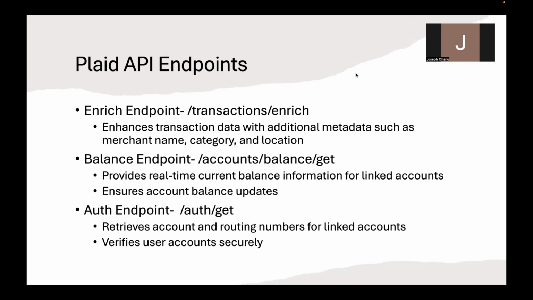Here's a list of a couple of endpoints we're going to be using for our application. Starting off, the enrich endpoint enhances transaction data with additional metadata such as merchant name, category, and location. This should really be big for our charts and our metrics that show you what categories you're spending your money on. There's also the balance endpoint. This provides real-time current balance information for linked accounts and also ensures that account balances are updated immediately. Lastly, the auth endpoint retrieves account and routing numbers for linked accounts and verifies user accounts securely.